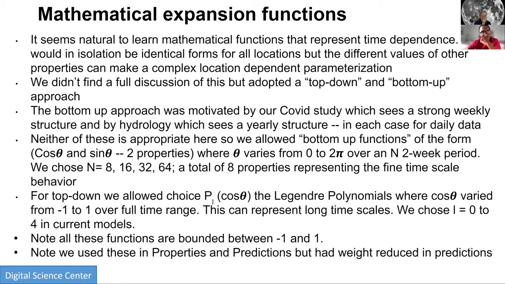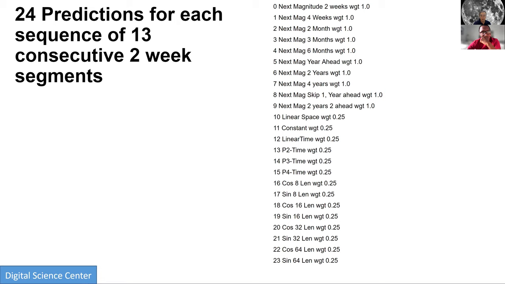So we have lots of mathematical functions in our description. For every sequence, we have 24 predictions. The first 10 of those predictions, numbers 0 through 9, are just the averages over log magnitude. When I say magnitude, I really mean log energy. Everything is always averaged as log energy. And so we have 10 true predictions. And then I added all these possibly magic and possibly stupid mathematical functions. This is something anybody can try.